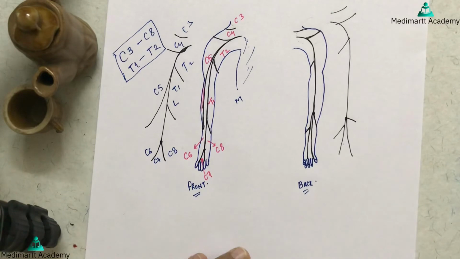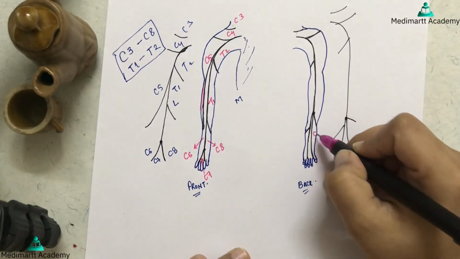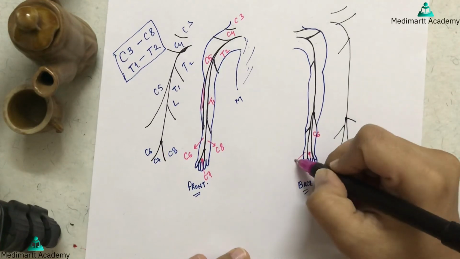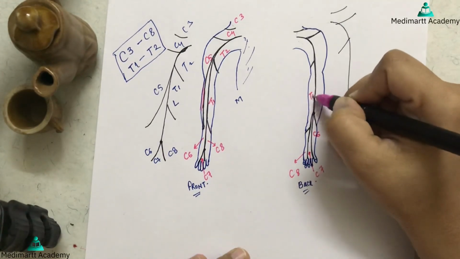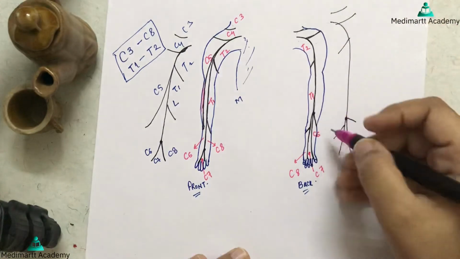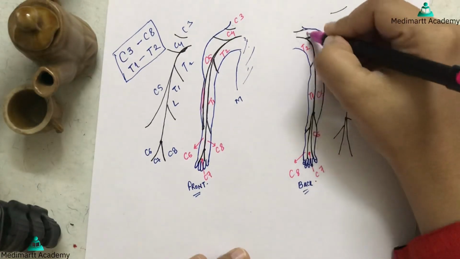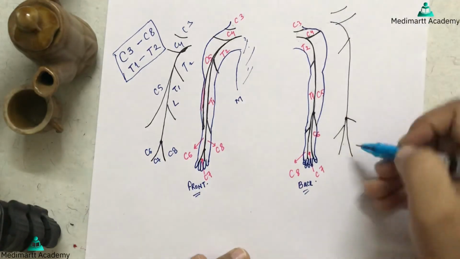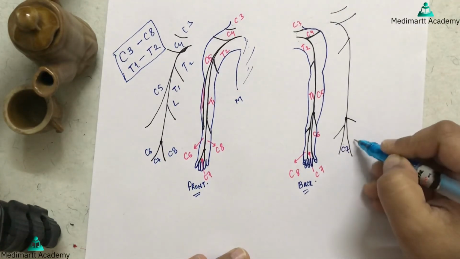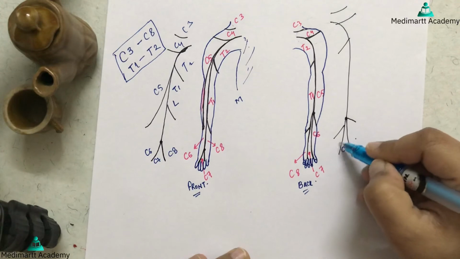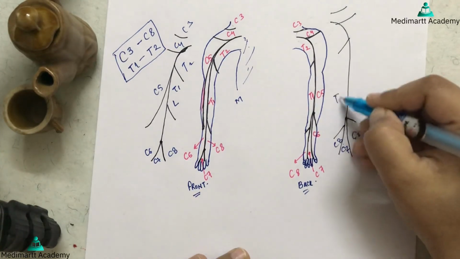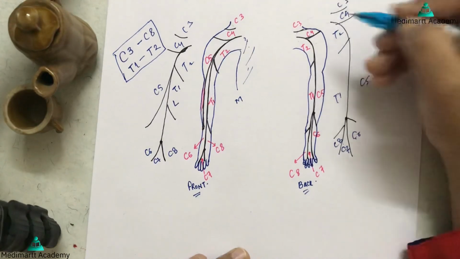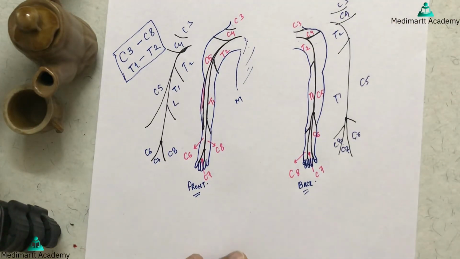How will we label this? Cervical 6 near the thumb, cervical 7, cervical 8, thoracic 1, thoracic 2. This will be cervical 5, 4, 3. Again over here similar: this is 6, this is 7, this is 8, thoracic 1, thoracic 2, cervical 5, cervical 4, cervical 3. So this is the common basic.